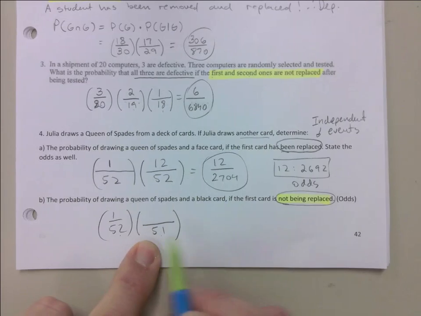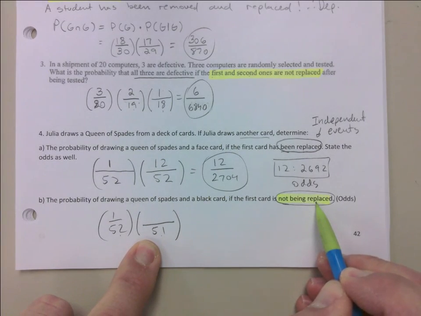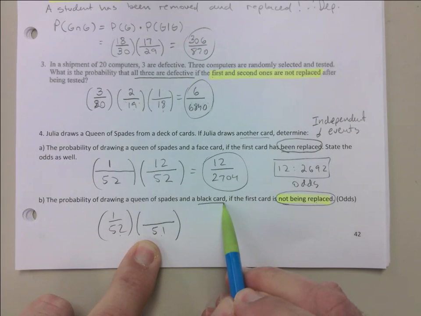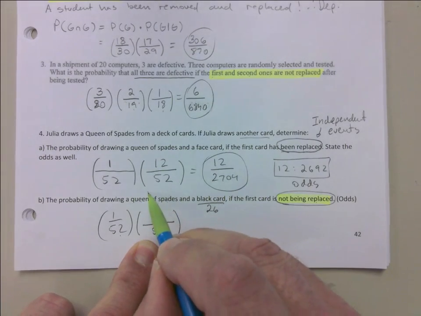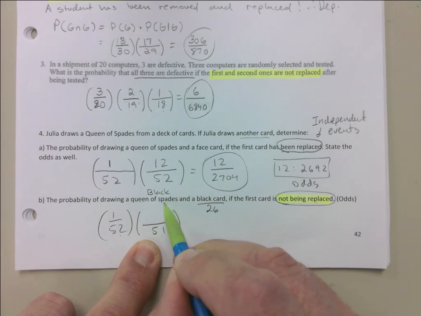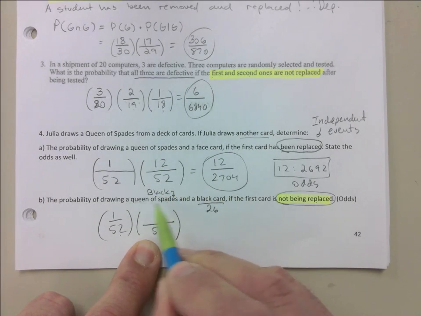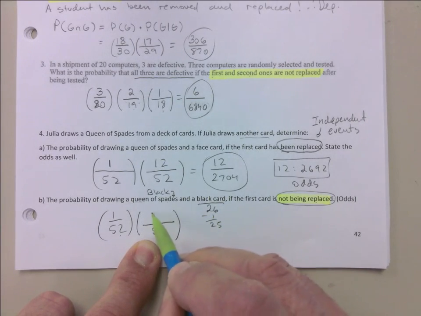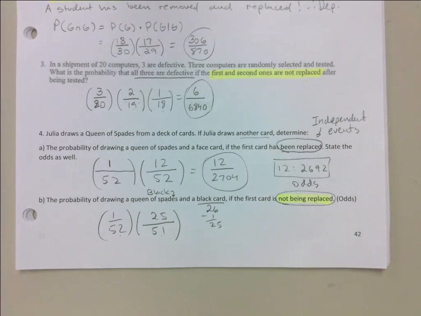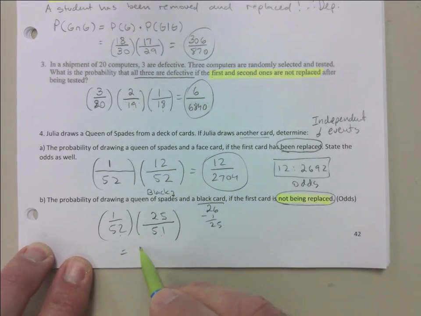52 down to 51 because we're not replacing. I think that makes sense. How about this, though? A black card. Do I have 26 to put in here? No, because the Queen of Spades is a black card. The Queen of Spades is a black card, so you're down to 25. So this should be 25 over 51. And if you multiply, you get 25 over, let's get this one right, 2652. No complaints?